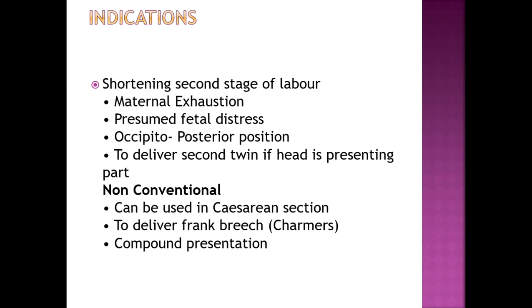When do we use the vacuum extractor? First, to shorten the second stage of labor in cases of maternal exhaustion, presumed fetal distress, and acceptable posterior positions, and to deliver the second twin if the head is presenting. Its non-conventional indications include use in cesarean section to deliver frank breech and in compound presentation.